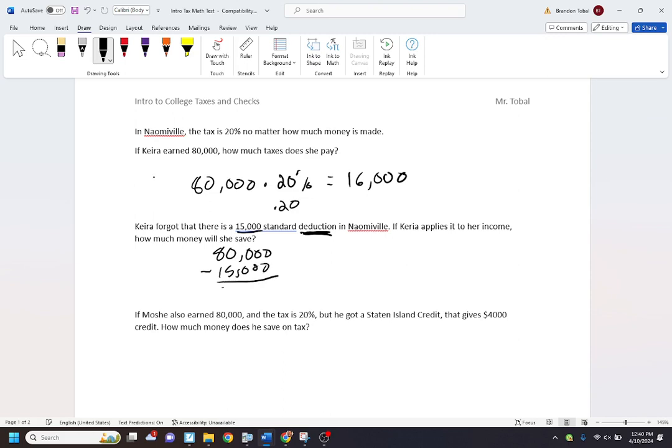That means what she gets taxed on is 65,000. She only pays taxes for $65,000 of the dollars she made. Times that by 20%. And she should have paid, in this situation, $13,000. The question was, how much money does she save? In this case, she saves from $16,000 to $13,000, $3,000.